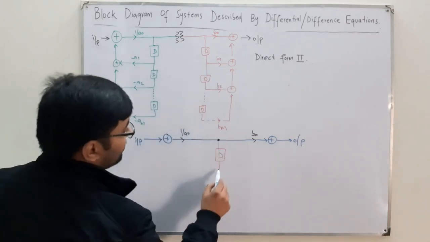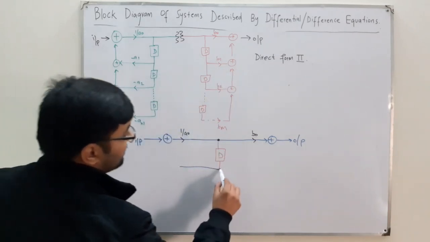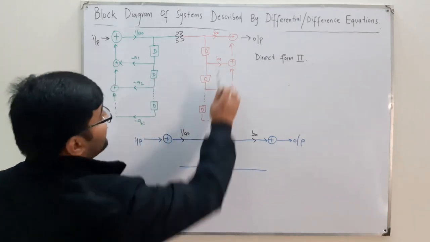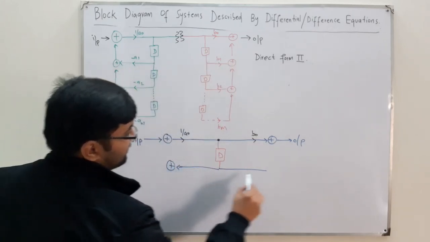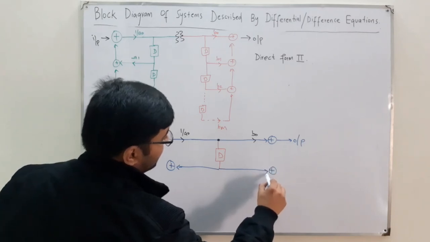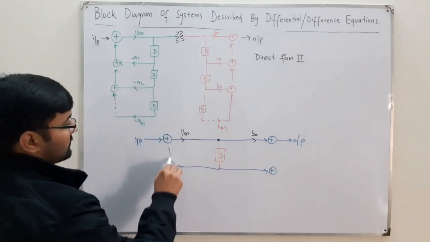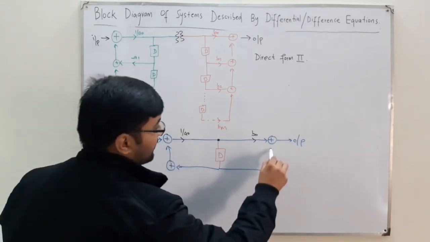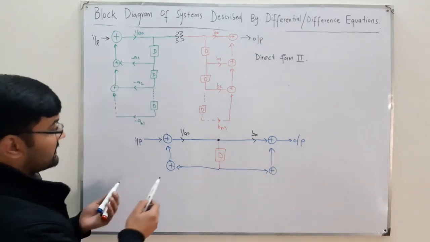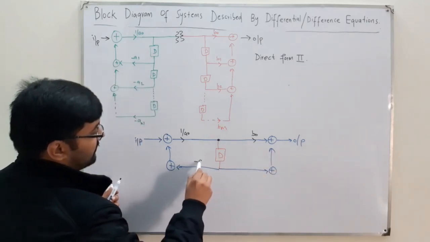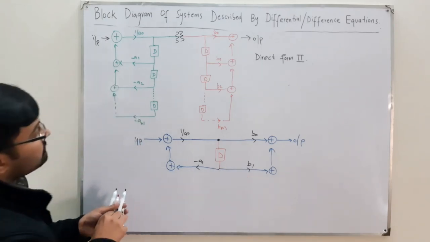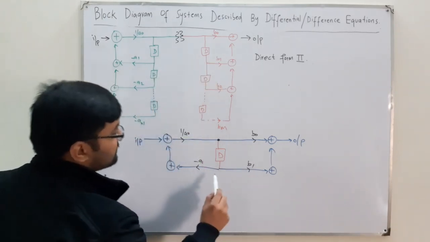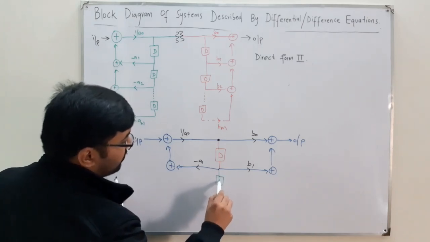Fine. Now what do you have? One input over here, one input over there. Over here you have an adder, over here you have an adder, and over here you also have an adder. Now these two are also added over here and over here. Now the multiplication factor, don't you miss it. This is your negative a1, this is your b1.